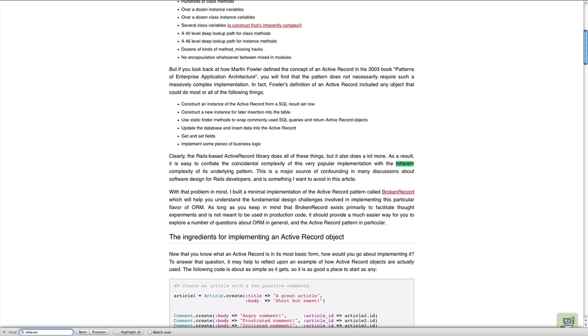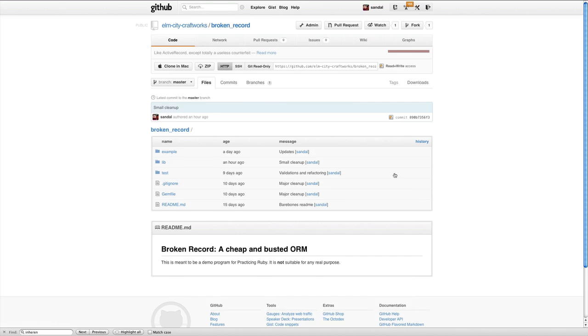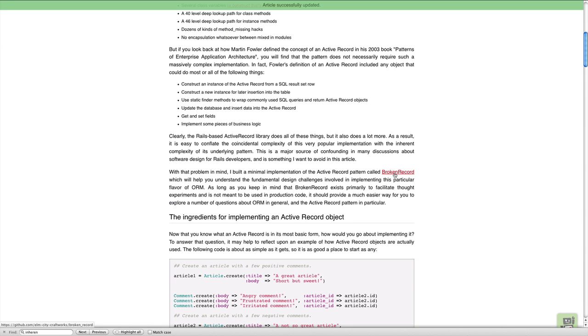This is a major source of confounding in many discussions of software design for Rails developers, and something I want to avoid in this article. With that problem in mind, I built a minimal implementation of the active record pattern called Broken Record, which will help you understand the fundamental design challenges involved in implementing this particular flavor of ORM.